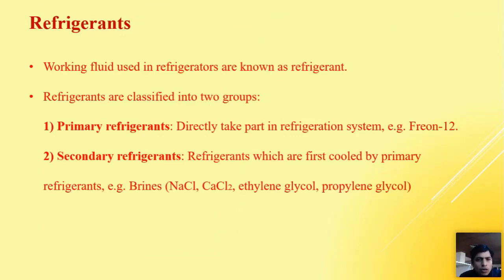If we talk a little about refrigerants, what are the refrigerants? What are the basic properties a refrigerant must have? The working fluid used in refrigerators is known as the refrigerant. Refrigerants may be classified into two important parts. The first directly takes part in the refrigeration system, such as freons. The secondary refrigerants are first cooled by the primary refrigerants, so they do not take part directly in the system. They are first cooled by another refrigerant, and then they cool the required things. Examples are brines, sodium chloride, calcium chloride, ethylene glycol, propylene glycol, and so on.